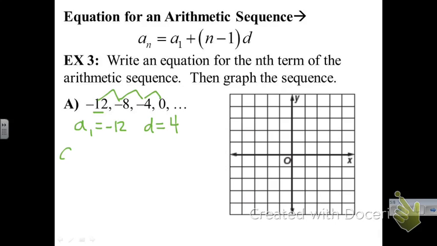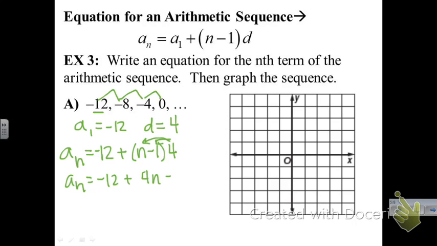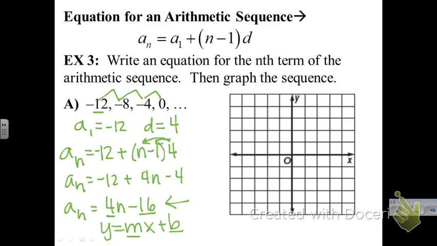And then we're going to go ahead and use that formula, a sub n equals a sub 1, negative 12, plus n minus 1 times d, which is 4. And then to simplify this, we distribute the 4 through. So a sub n equals negative 12 plus 4n minus 4. Then you'll combine like terms and get 4n minus 16. Now, this is very similar to y equals mx plus b. If you were to look at this equation, you would say our intercept is negative 16, our slope is 4.